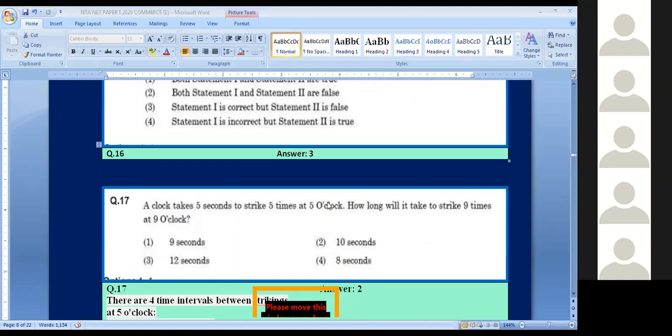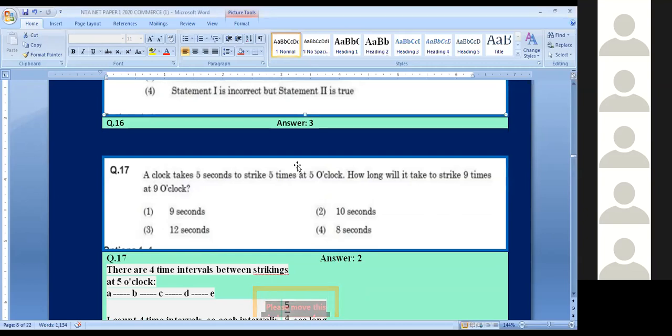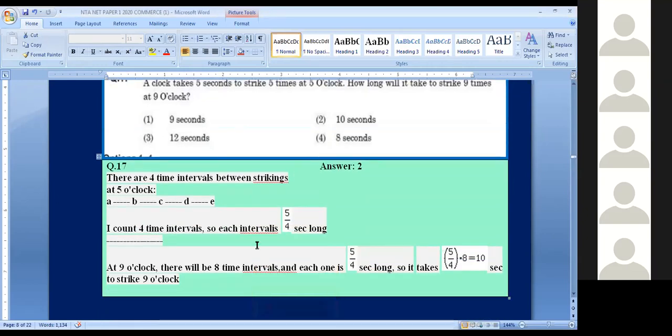This is a little tricky calculation. A clock takes 5 seconds to strike 5 times at 5 o'clock. Okay, how long will it take to strike 9 times at 9 o'clock? People blindly answer it is 9, but that's not the answer. Answer is 10. So this is how it is done. See, there are 4 time intervals between strikings at 5. You can check it out by using your fingers in the hand. There are 4 intervals between every finger. There is a gap counted.